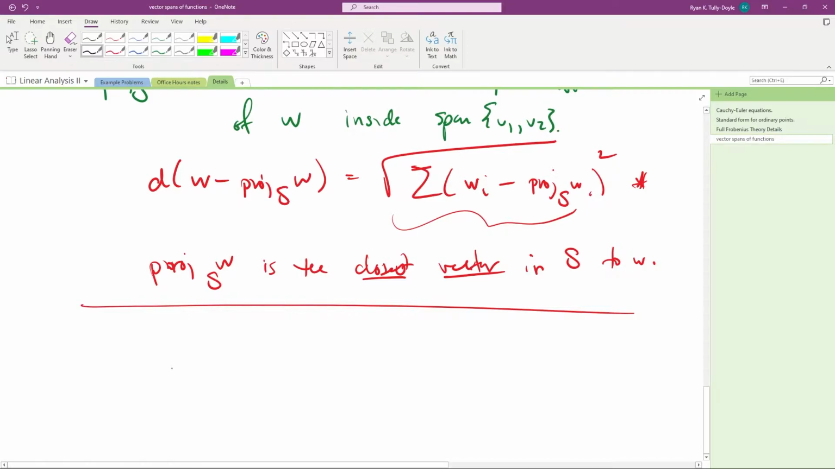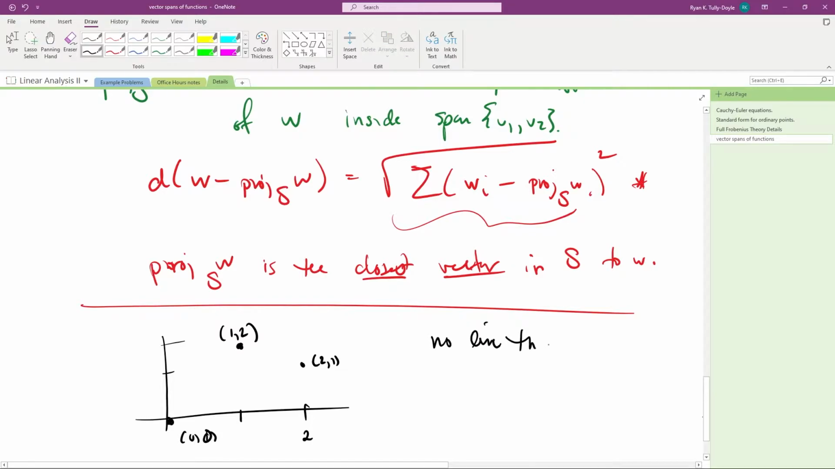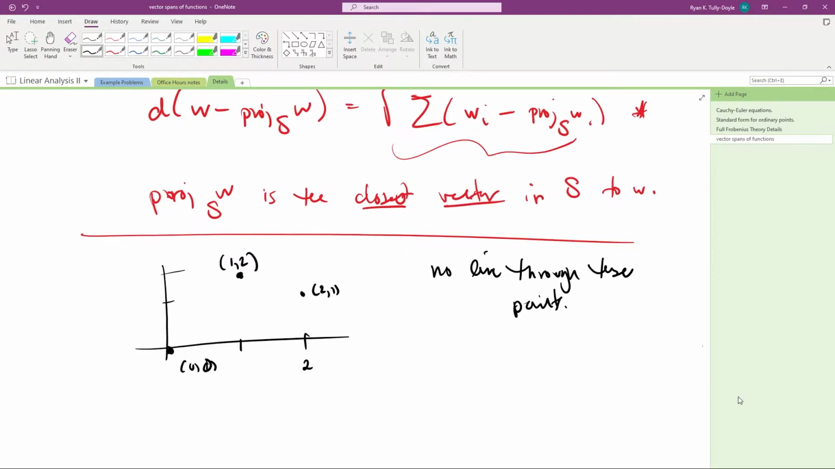Well, say you were trying to plot some points, say 0, 0, and 1, 2, so let's put a dot right there, and let's say 2, 1. And you say, I want to put a line that goes through those 3 points. Well, obviously the answer is you can't. There is no line through these points. This can't be done.